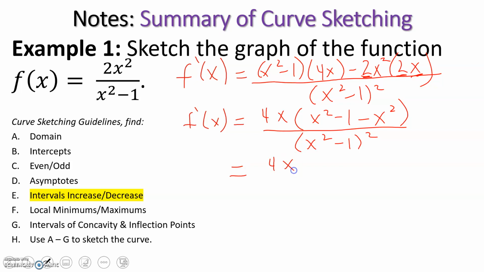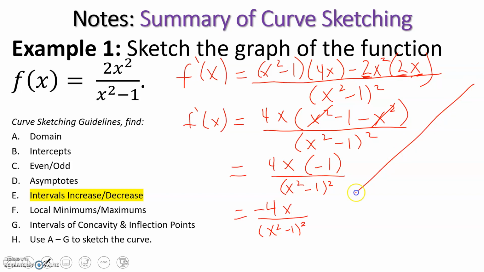Then that simplifies this a little bit more to 4x, and then the x squared minus x squared cancel, times a negative 1 over x squared minus 1 squared, which then once again simplifies to just negative 4x over x squared minus 1 squared. And so remember, we're looking for places where f prime of x is equal to 0 or undefined for our critical points.